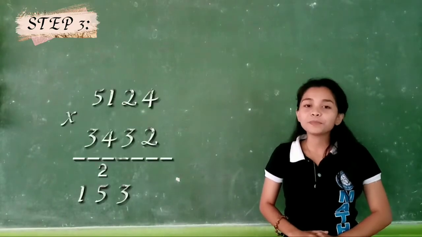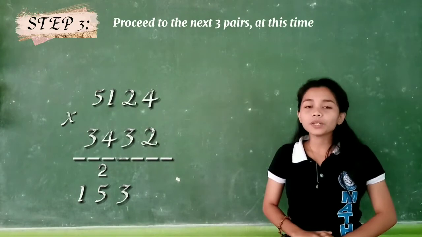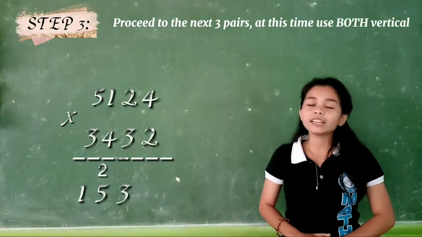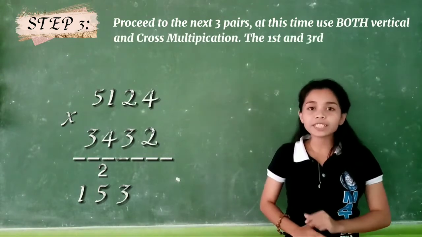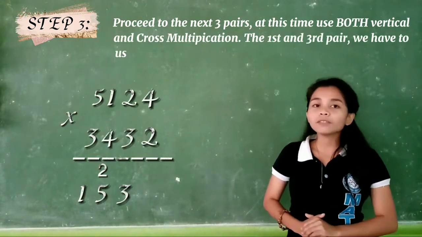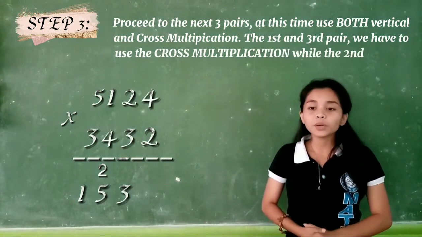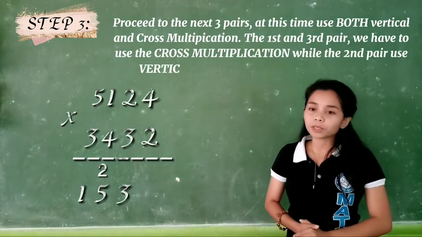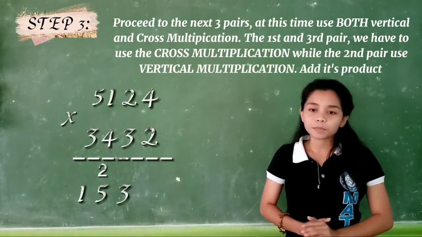Step 3. Proceed to the next 3 pairs. At this time, we are going to use both vertical multiplication and cross multiplication. For the first and the third pairs, we have to use the cross multiplication, while for the second pair, we are going to use the vertical multiplication. And then after that, we are going to add its products.